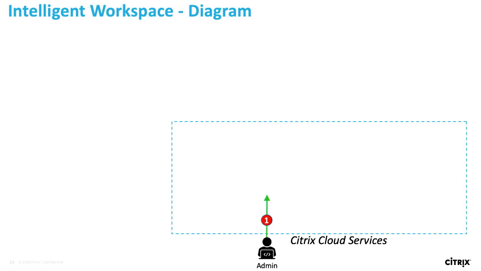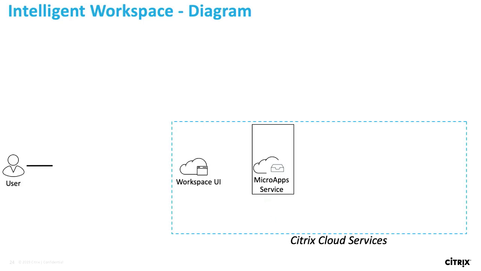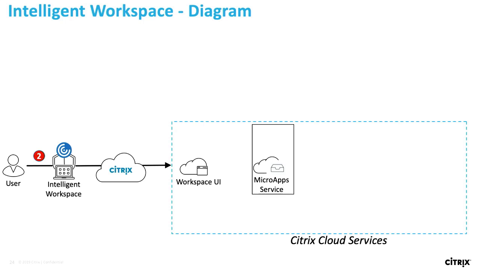So how does the admin configure the intelligent experience? You saw it right now over a video, but this diagram gives you a step-by-step of the entire workflow. So the first thing the admin does is log into the Citrix Cloud. He's going to access this new service called the MicroApps service. He's going to configure that. And then the user is going to come, log on to his endpoint, launch the Workspace app, connect to the Citrix Cloud.